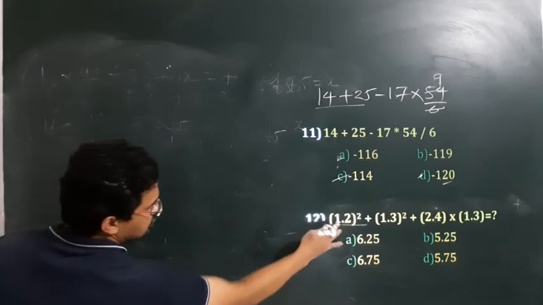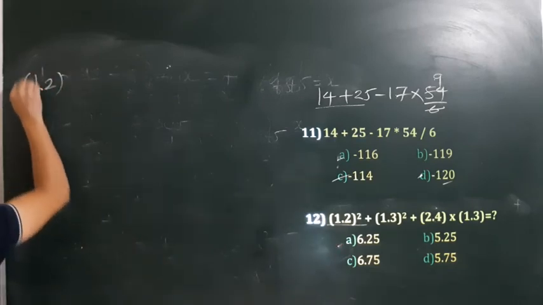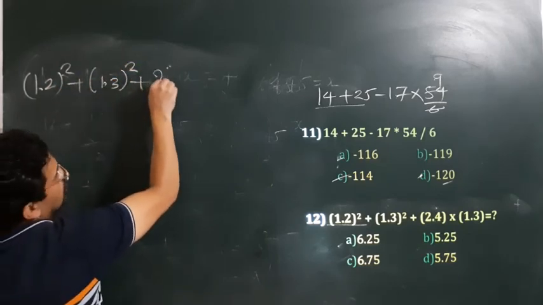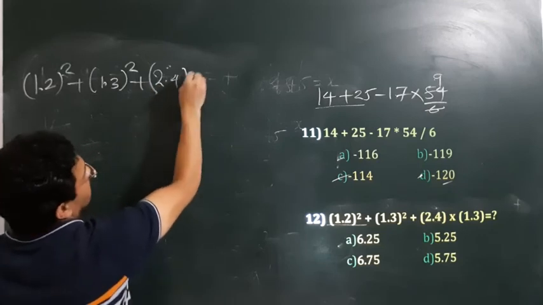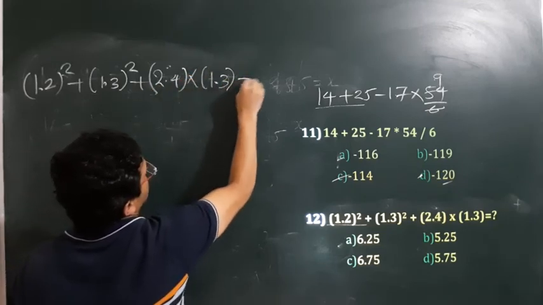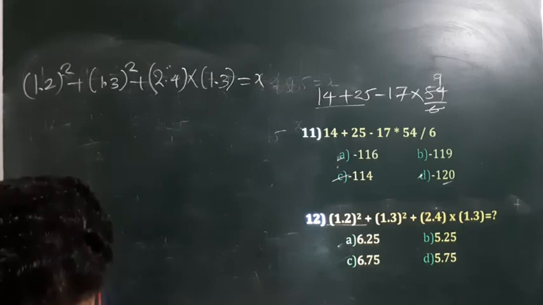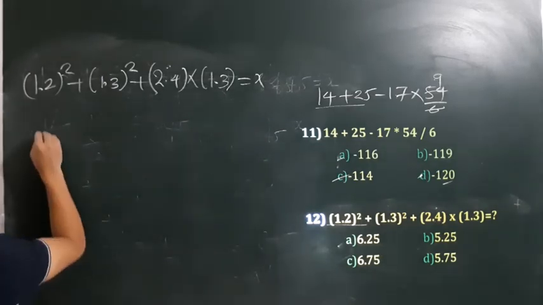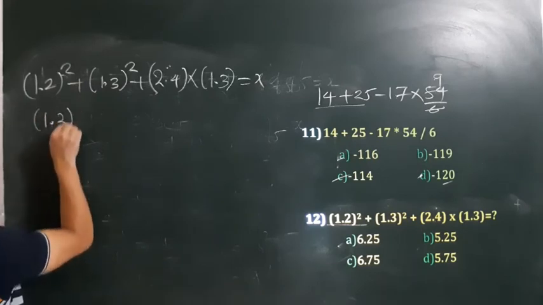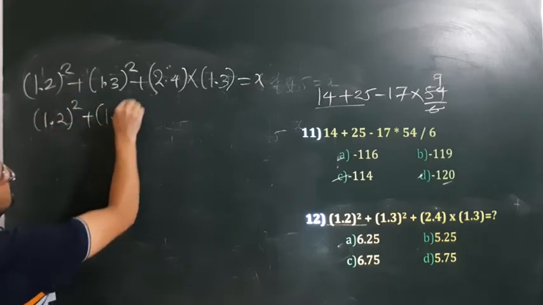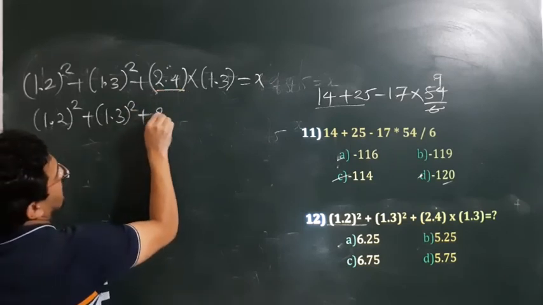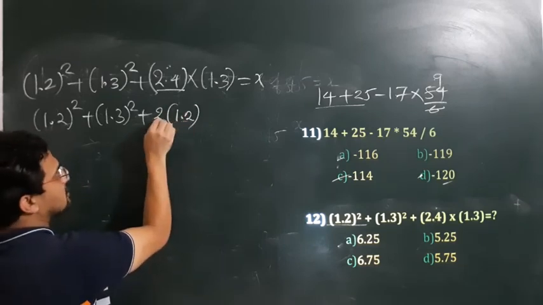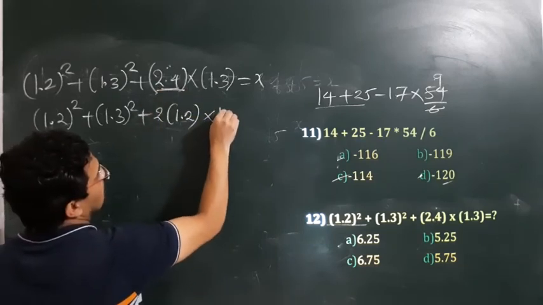Now I will solve this one: 1.2 the whole square plus 1.3 the whole square plus 2.4 multiplied by 1.3 is equal to x. Now your question is how to solve such questions. It is very easy. I will just modify this: plus 1.3 the whole square plus, I will modify 2.4 as 2 multiplied by 1.2. Because if you multiply this you will get 2.4, and multiplied by 1.3 as it is, equals x.